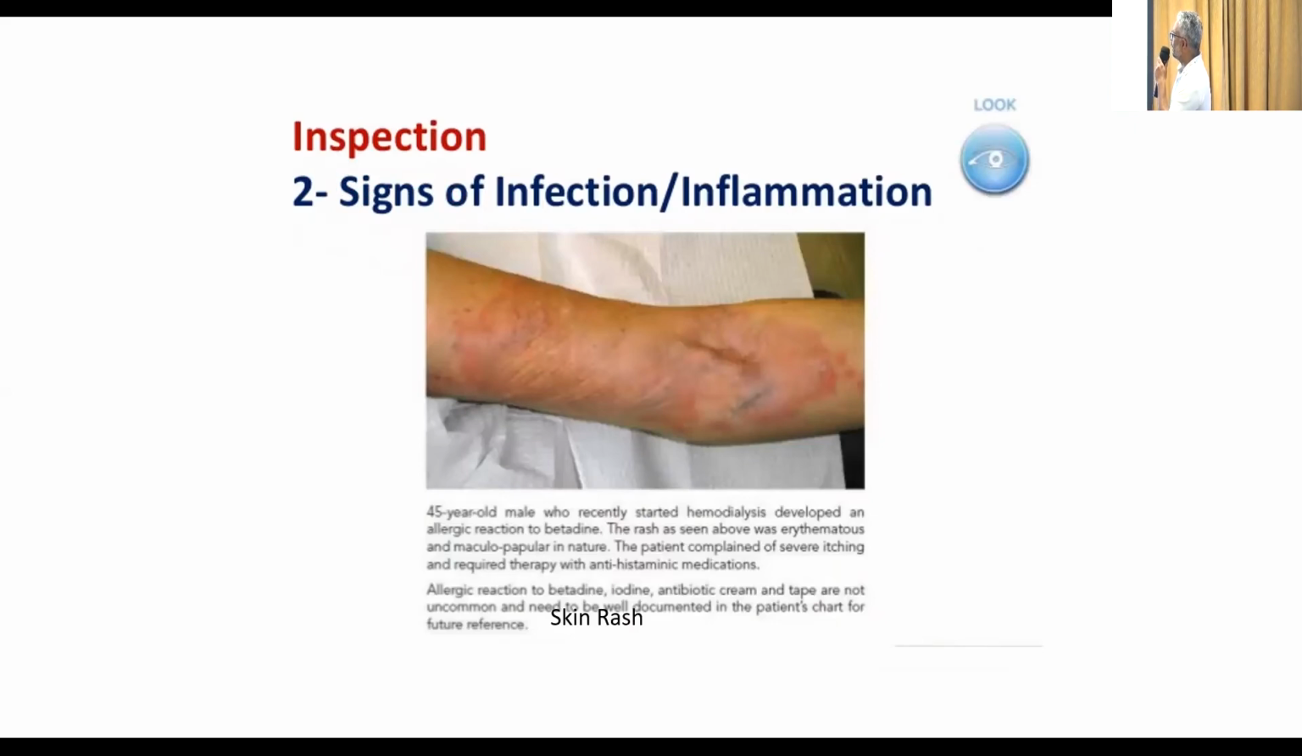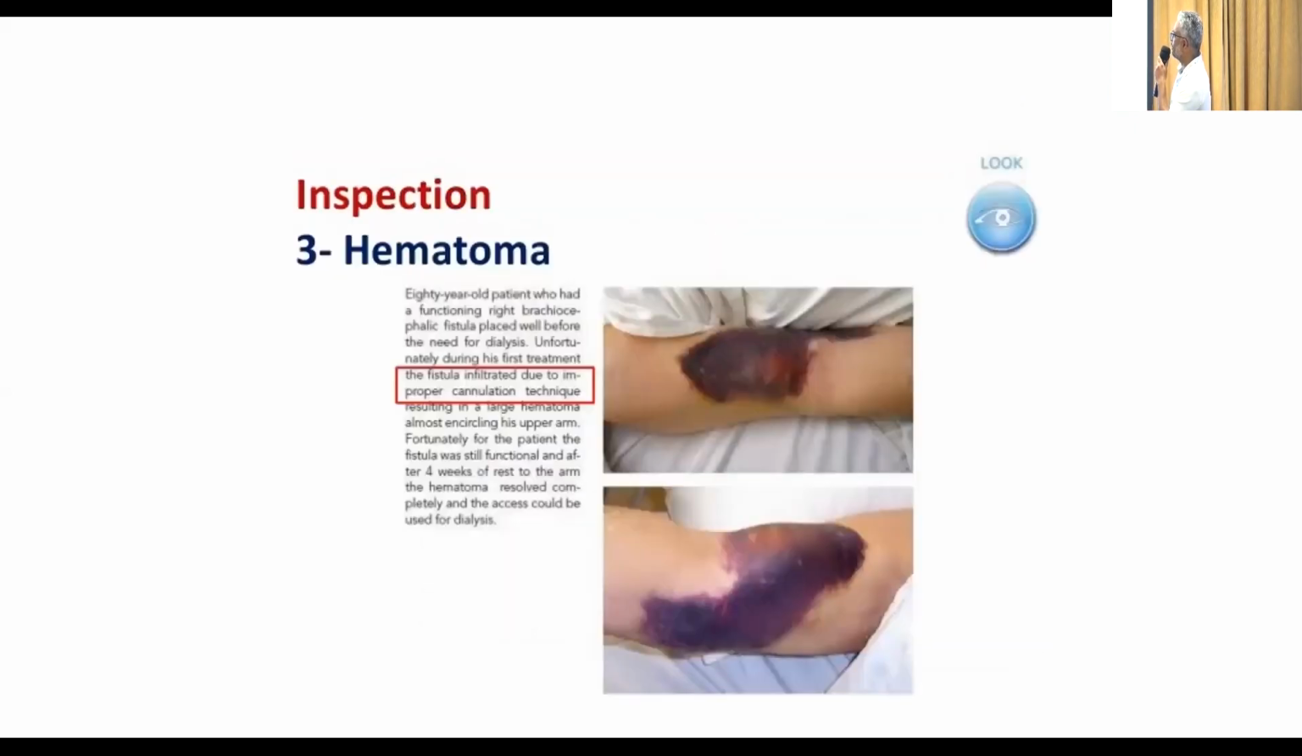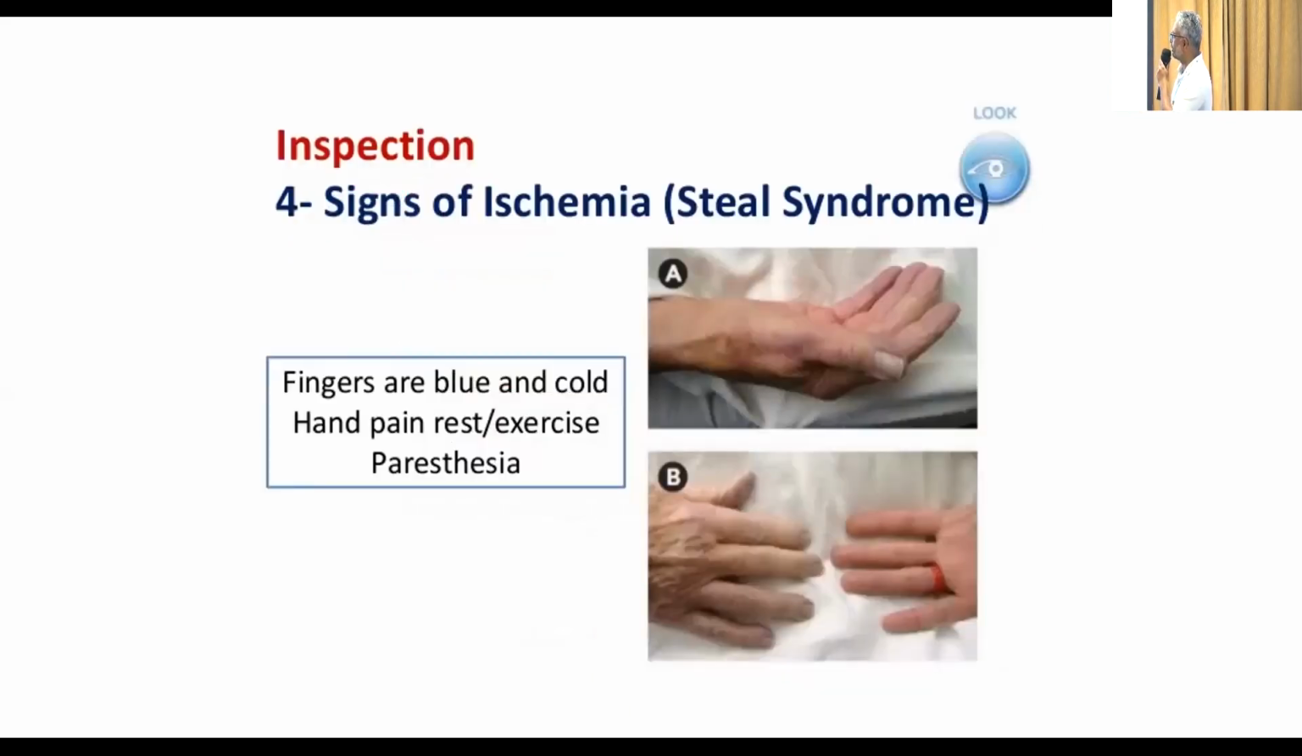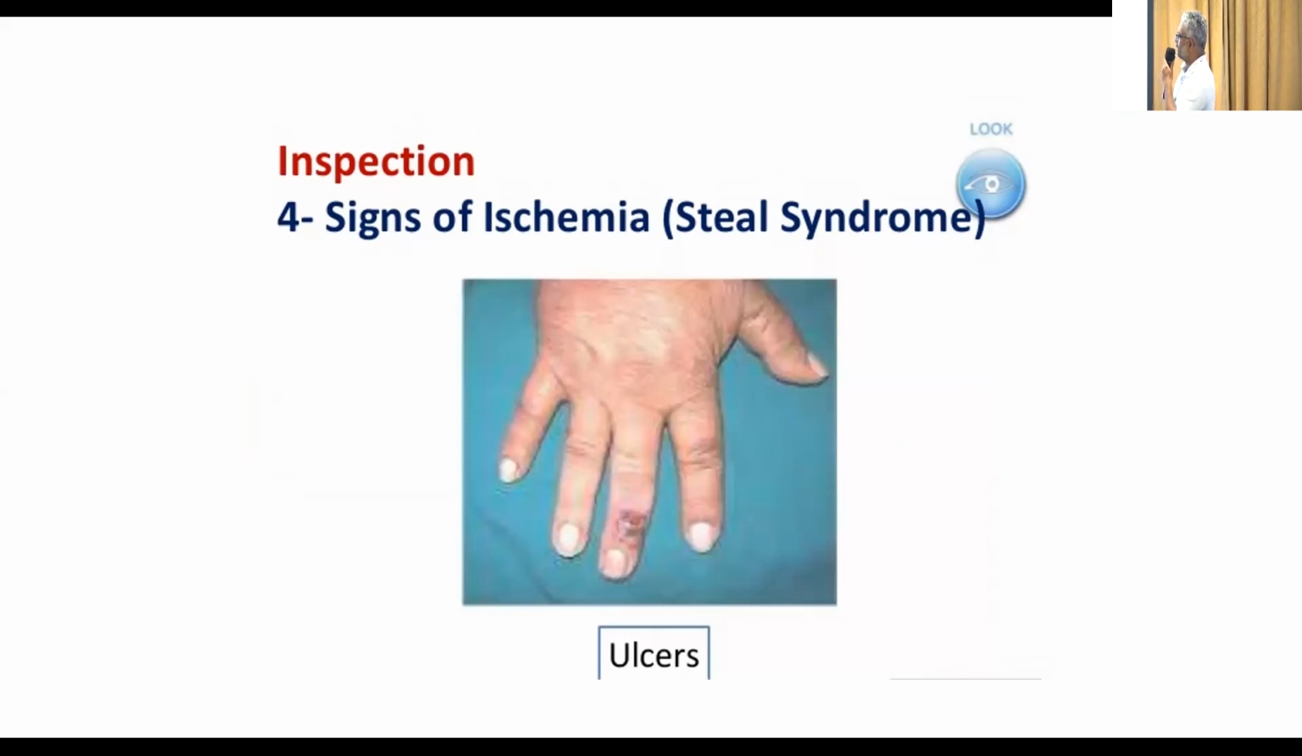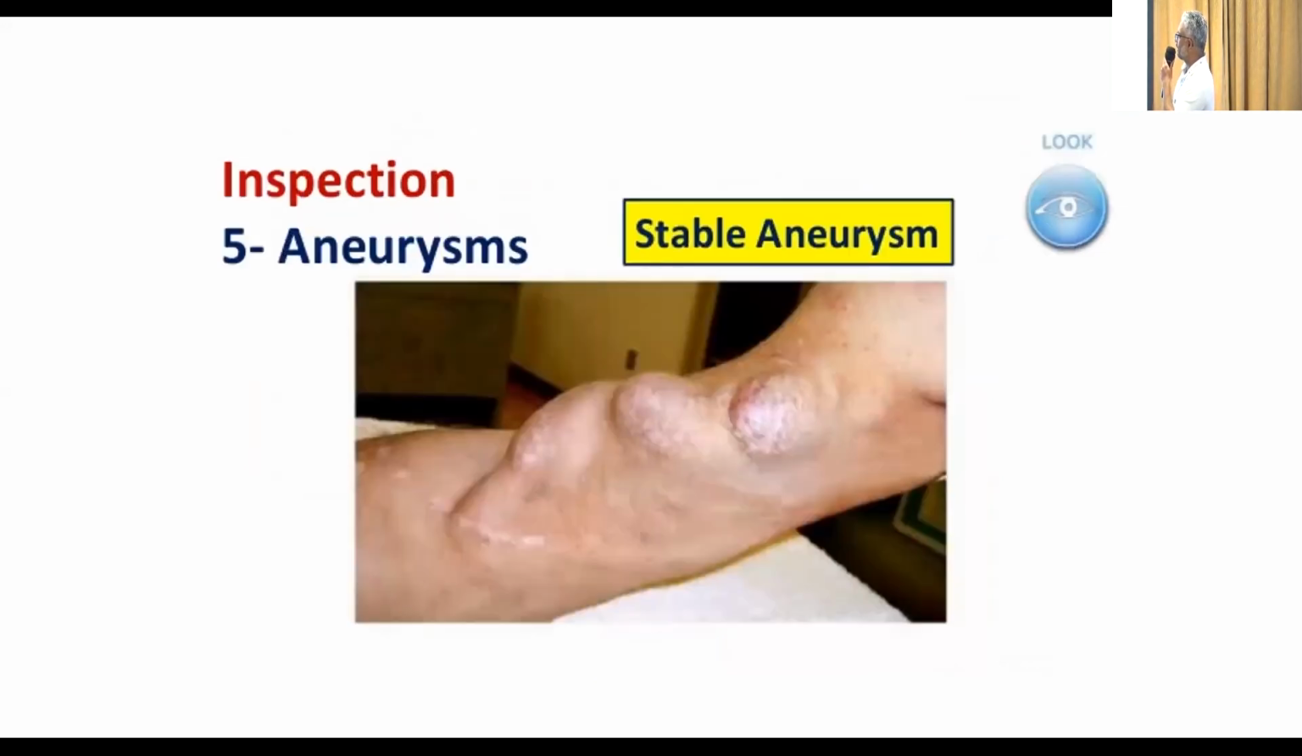Again, the same, look at the patient, hematoma. If this happens, there might be something, and you send the patient to your surgeon to see what he can do. Steal syndrome, you'll see, some patients complain of pain in the arms, cold, become blue. That's steal syndrome. You might be having accessory veins, accessory drainages, which can be cut off, and that can help with the steal syndrome. Ischemia, you can see the ulcers there.